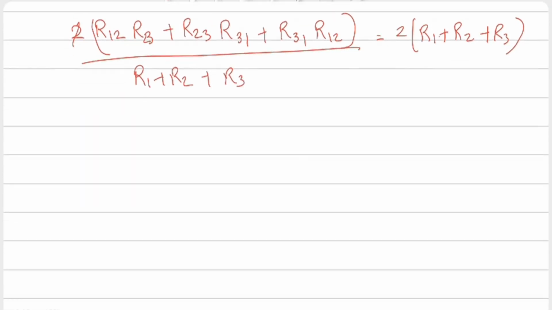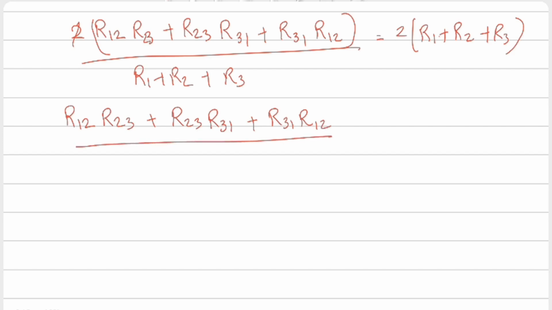You are left with R12 R23 plus R23 R31 plus R31 R12, divided by R12 plus R23 plus R31, equals R1 plus R2 plus R3.